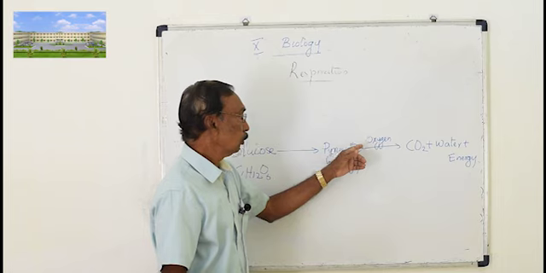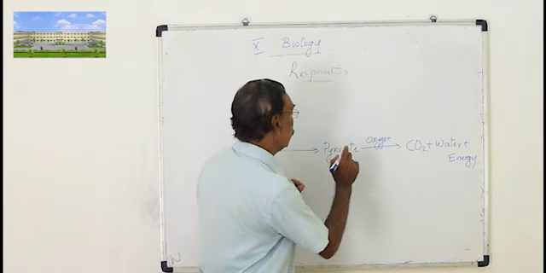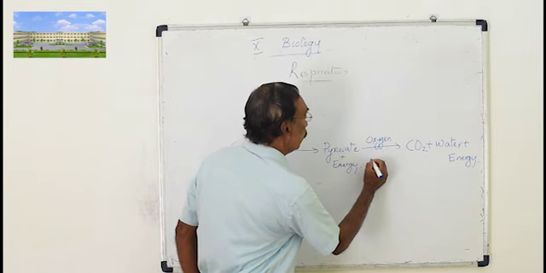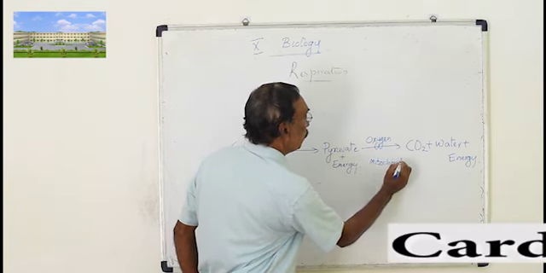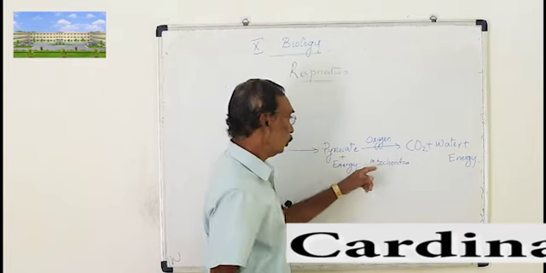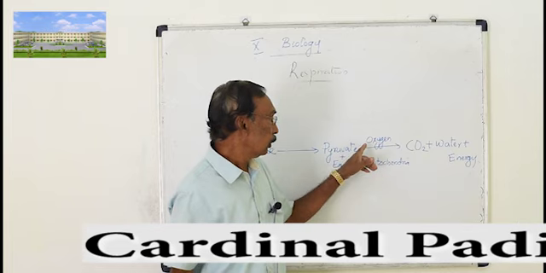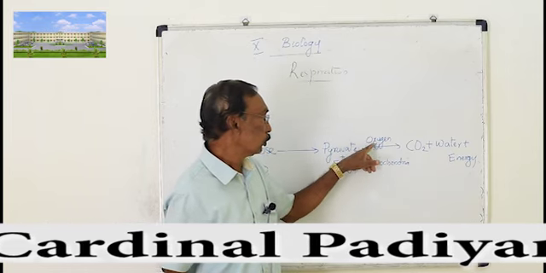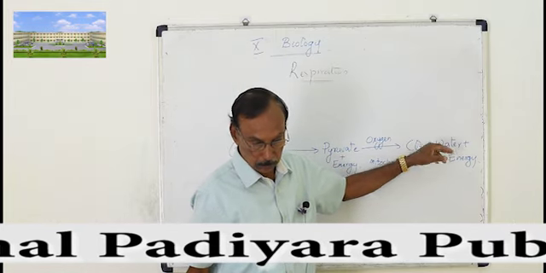In the second step, pyruvate combines with oxygen, and this takes place in the mitochondria. You already studied the function of mitochondria: it is the powerhouse of the cell. So the second step takes place in the mitochondria, where pyruvate combines with oxygen and produces carbon dioxide, water, and energy is released.